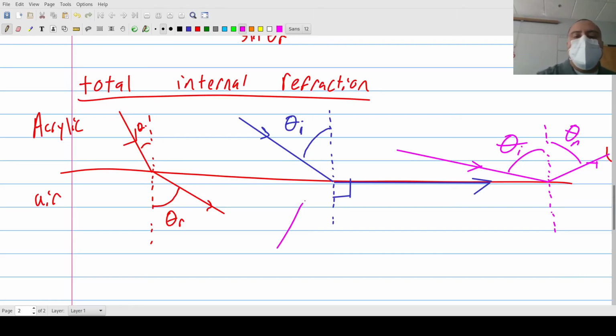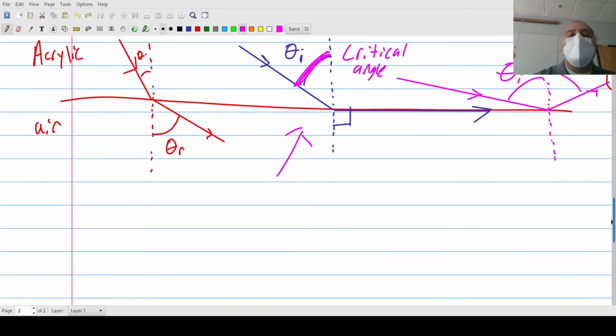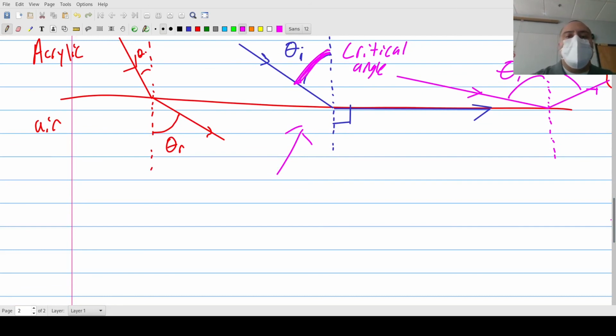So this angle right here, the one that gives you a 90 degree refraction, is called the critical angle. Any incident angles that are larger than theta I will result in reflection, while anything that's smaller than the critical angle, theta I, is going to result in refraction. So how can you figure out what that critical angle is? Well, you know that the refracted ray is 90 degrees. So because of that, you can find it in any material by saying this.